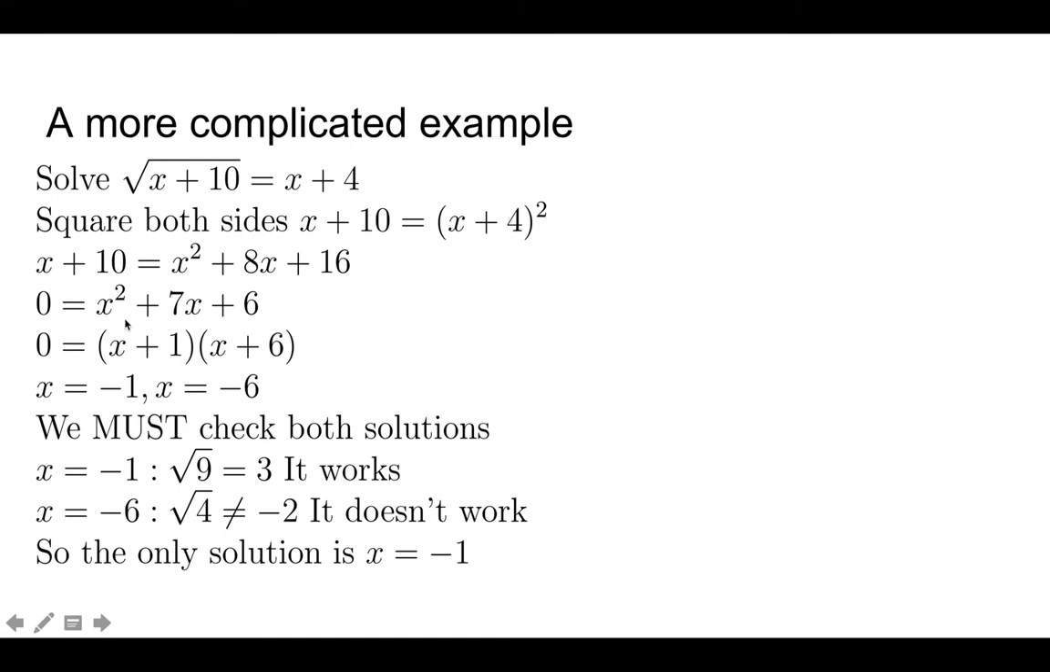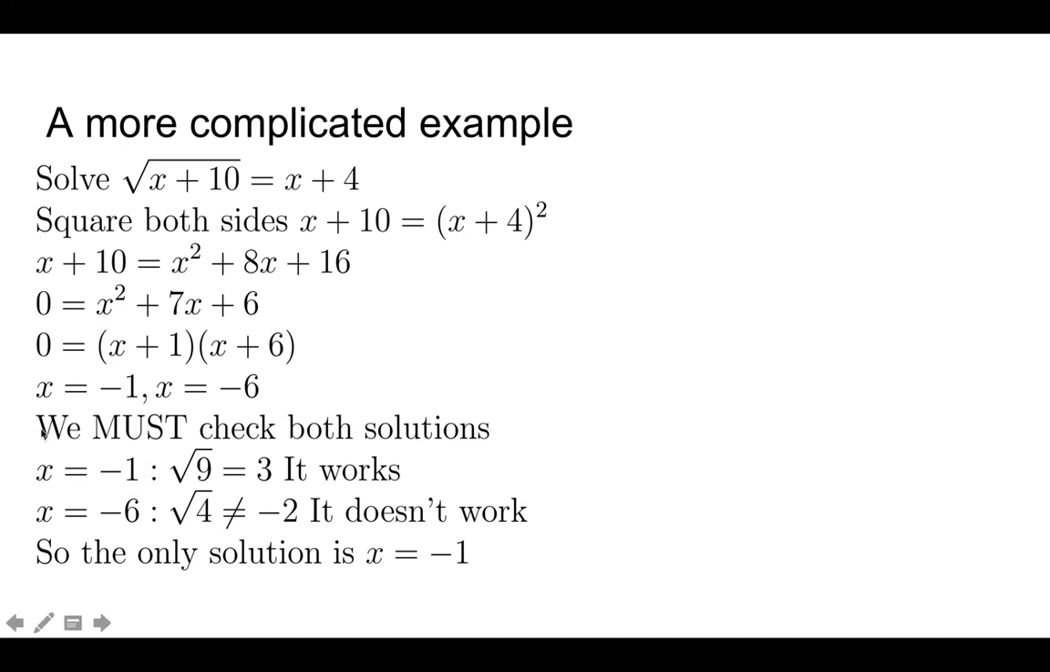That factors, which it always will. If you get a quadratic, it's going to factor. That factors x plus 1, x plus 6. We get 2 solutions, x equals -1 and x equals -6. In these scenarios, what usually happens is one works and one doesn't, but there's no guarantee. They might both work, they might neither work. You have to check both solutions if you get 2.